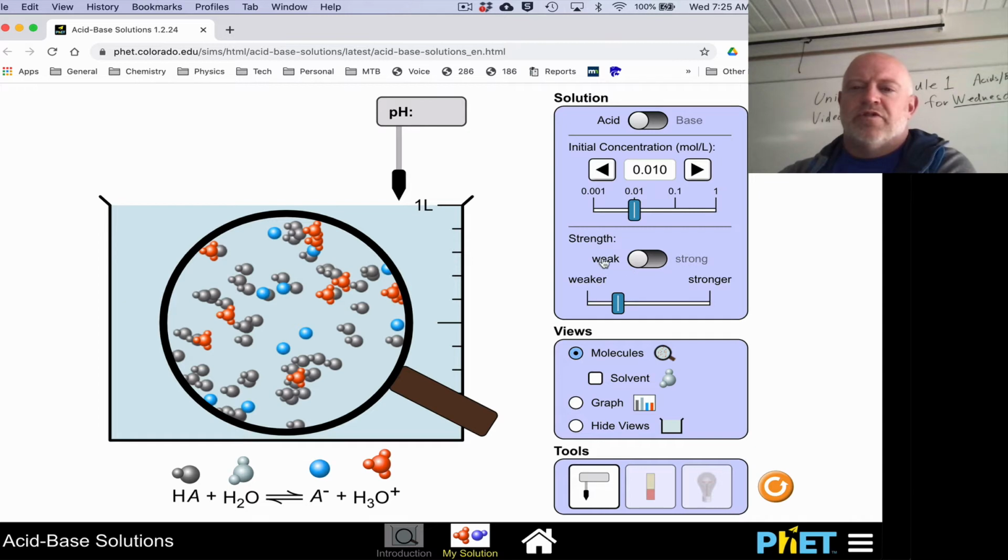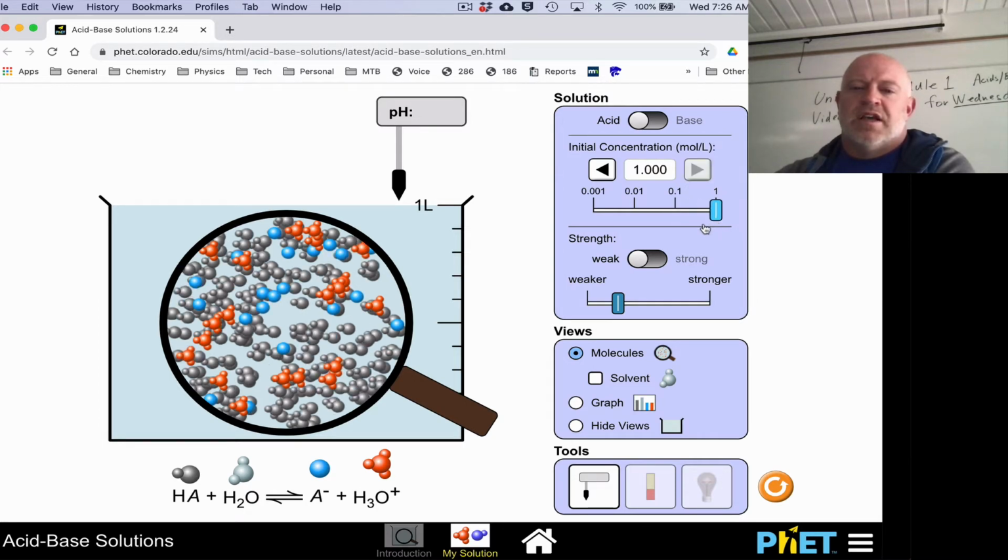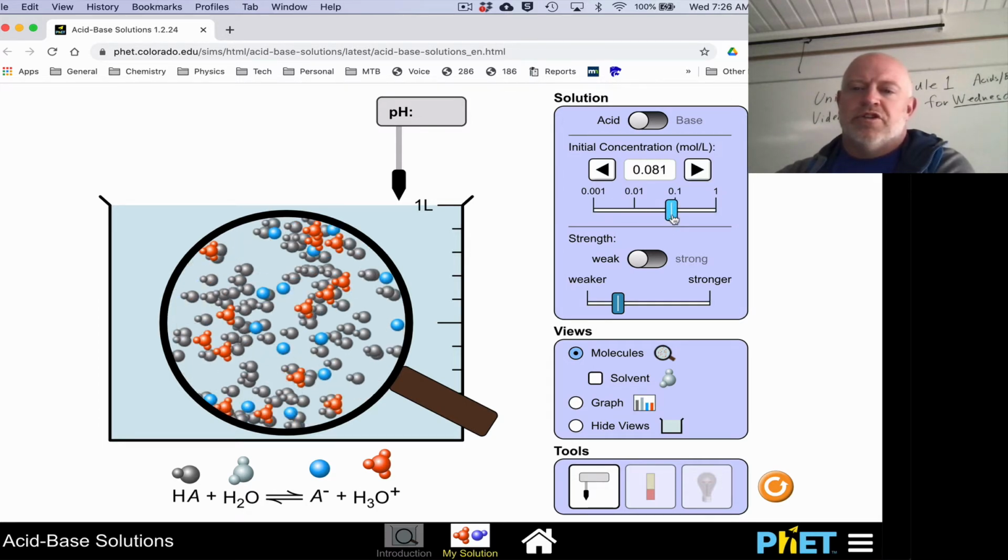So strength-wise, we've clicked over to weak. It's an acid. And right now the concentration is 0.01. So we're going to turn this thing up. And notice how if I change my concentration, as I put more of them in, you see more of them forming in the magnifying glass. If I take less out, there's less in there. Okay, so we're just going to put it right around 0.1, someplace in there. There we go, 0.1 molar.